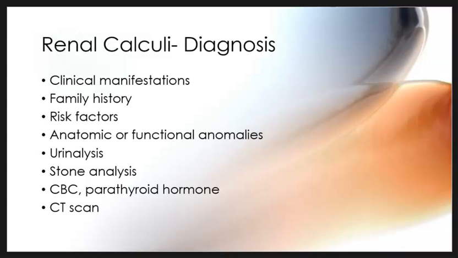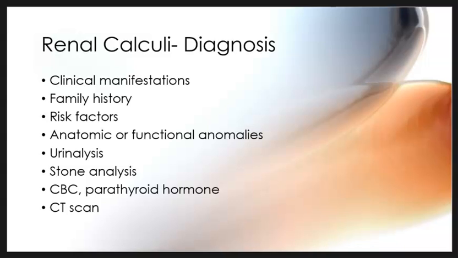In addition to the clinical manifestations, you'll want to gather a thorough family history. Risk factors for nephrolithiasis and any anatomical or functional urinary tract anomalies should be identified. Urinalysis will identify infection, levels of specific stone-forming constituents, and urinary pH, which will affect crystallization. Hematuria may or may not be present.